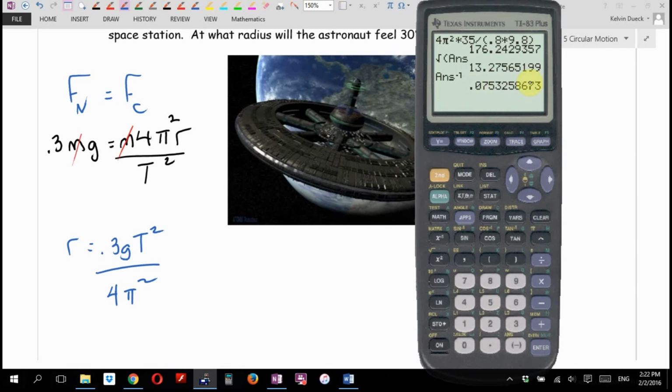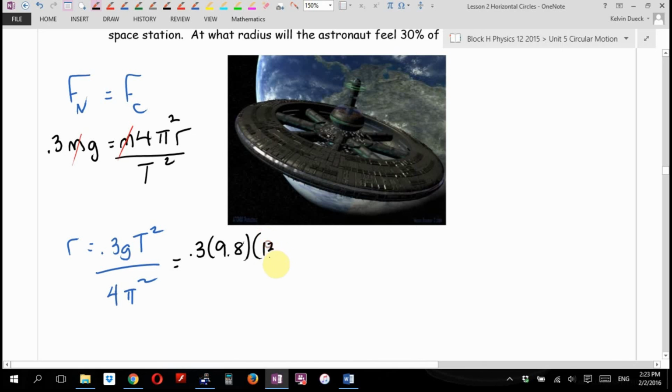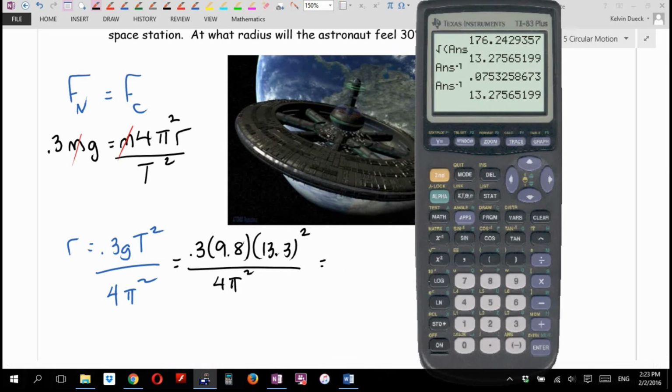If you still have this on your calculator, and you want to get the period back, how can I get the period back from this? Take the reciprocal again. There's the period, and for t I'm going to use my answer button. In terms of what we're going to type, it's going to be 0.3 times 9.8 times 13.3, but I'm going to use my answer button, squared, all over 4 pi squared. I think I'll need brackets around the bottom, and a bracket around the top.